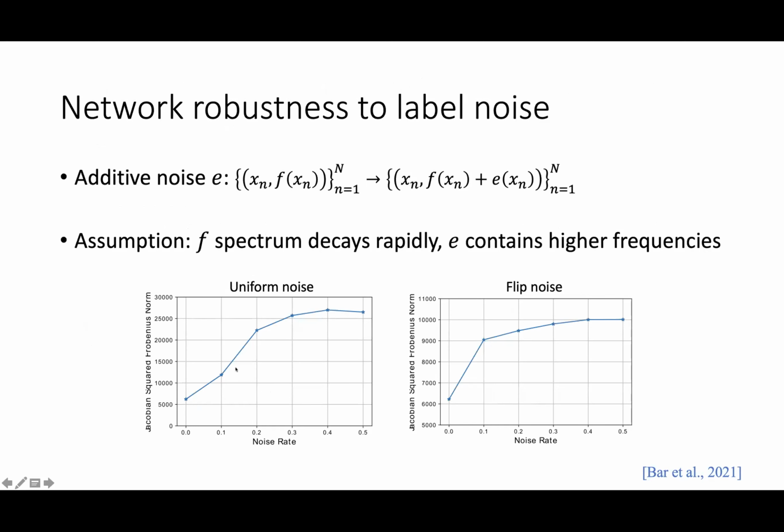So for example, if we train a network with weight decay and you train it with uniform noise or flip noise, you can see that at the beginning the Jacobian is low. And then once you train it with more noise, the Jacobian increases, which means that if you train a network to learn noisy examples, then the network becomes less smooth. So if you want the network to overcome the noise, you need to make it smoother.